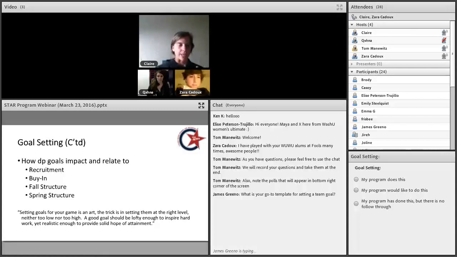I added a quote down there. That's one of my favorite quotes. It says, "Setting goals for your game is an art. The trick is setting them at the right level, neither too high or too low. A good goal should be lofty enough to inspire hard work, yet realistic enough to provide solid hope of attainment."